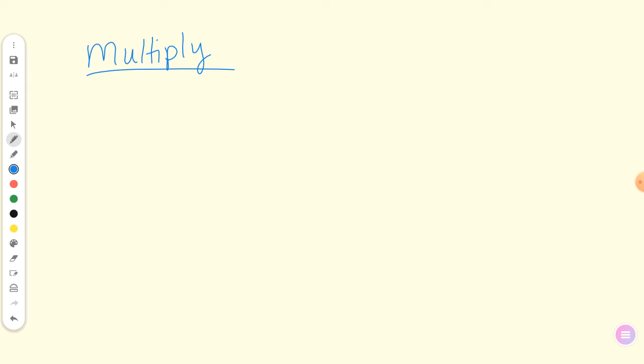Who can tell me why multiplying is easier than adding and subtracting? Maya? Yeah, what do we not need? Yeah, we do not need a common denominator. So multiplying, in my opinion, is the easiest fraction operation, because all we have to do is what? Multiply straight across.